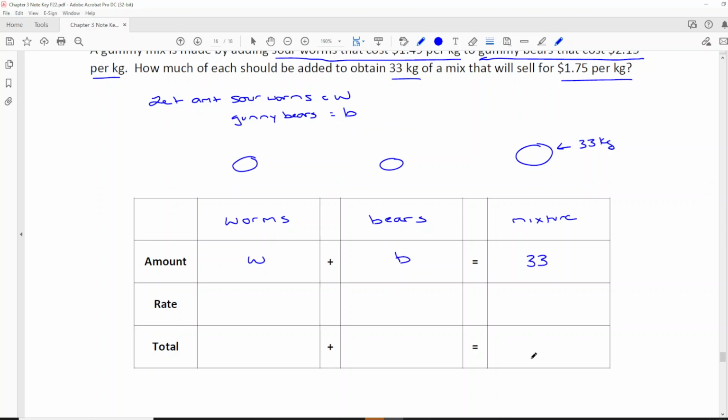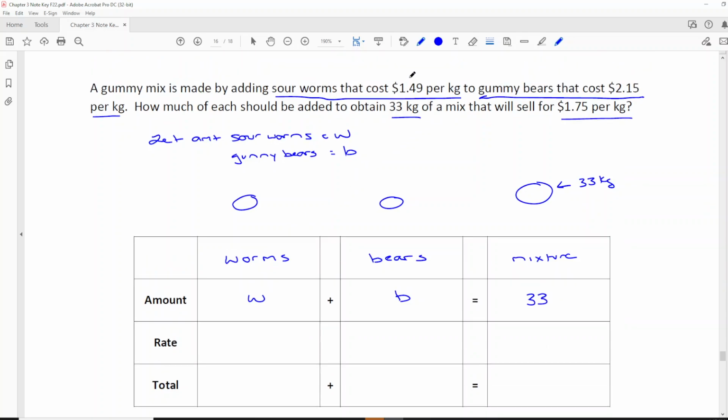Then we have to figure out another equation, because now we have one equation with two variables and we can't solve it. So now let's take into consideration the money part. Well, we know that the sour worms are $1.49 per kilogram. That's your rate. The bears are $2.15 per kilogram. And then my mixture is going to cost $1.75 per kilogram.